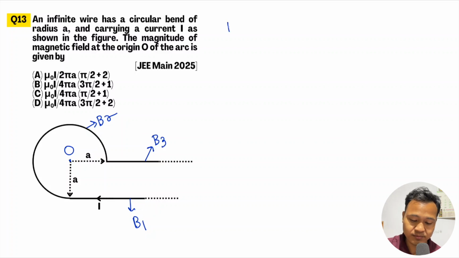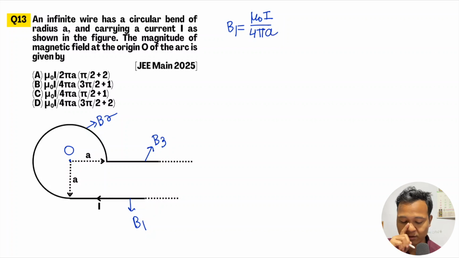Then what is B1? So B1 will be mu naught into I by 4 pi A. Direction: DL is along the current and R is from the element to the point. So you have to curl your right hand like this, and the thumb will be pointing inwards. Similarly, B2.